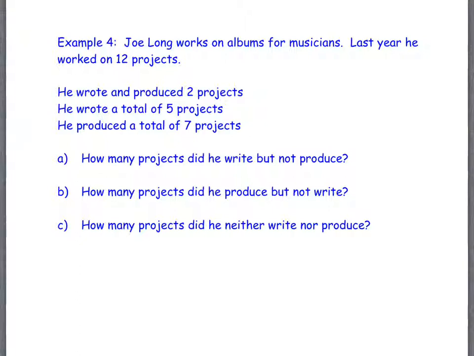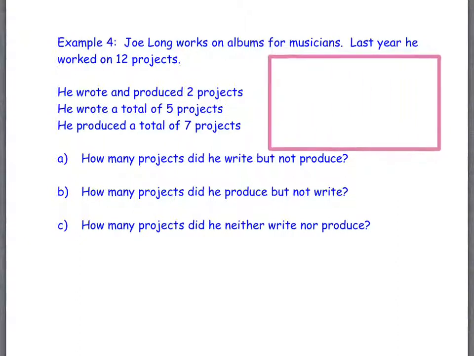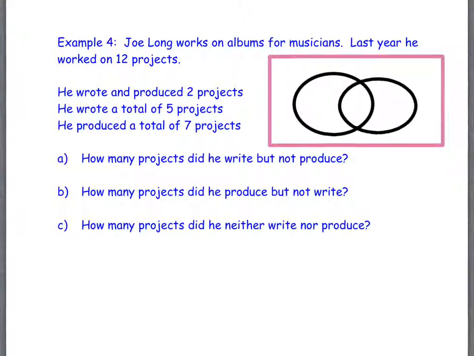Joe Long works on albums for musicians. Last year he worked on 12 projects, and then we have some details about those 12 projects. He wrote and produced 2. He wrote a total of 5. He produced a total of 7. So 2 circles. Very good, Skylar. That was my very first question: how many different categories do we have? And we really have only 2 categories. What are those 2 categories, Skylar?